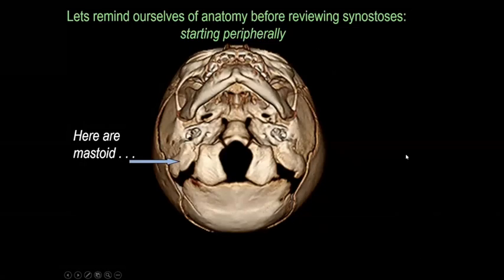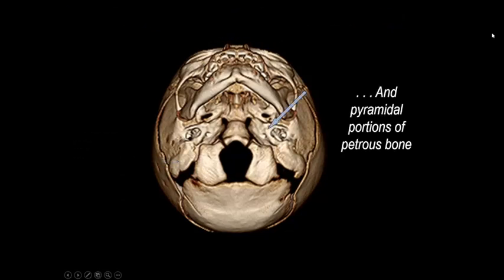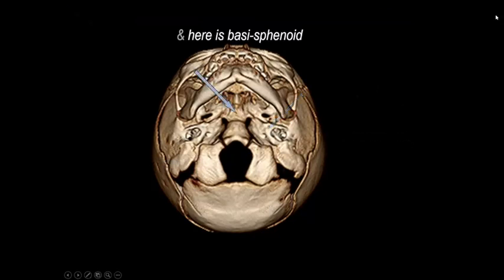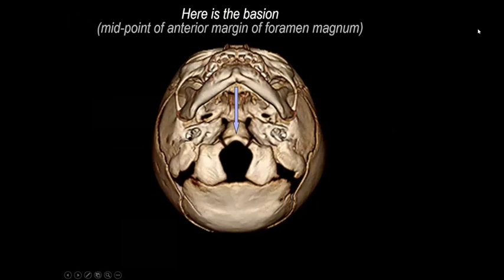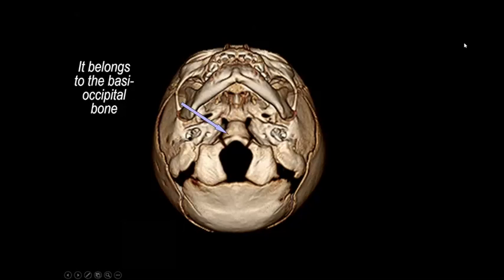So let's remind ourselves of anatomy before reviewing the synostoses involving the skull base, and start peripherally. Here are the mastoid and the pyramidal portions of petrous bone, and here is basisphenoid. And now centrally, the occipital bone is comprised of 6 bones. All but the squamous portion are contiguous with foramen magnum. Here's the basion, which is the midpoint of the anterior margin of foramen magnum. It belongs to the basi-occipital bone.